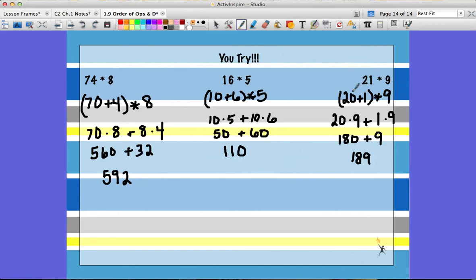And then 21 we can break into 20 plus 1 times 9. Share the 9 with the 1. Share the 9 with the 20. I get 180 plus 9 gives me 189.